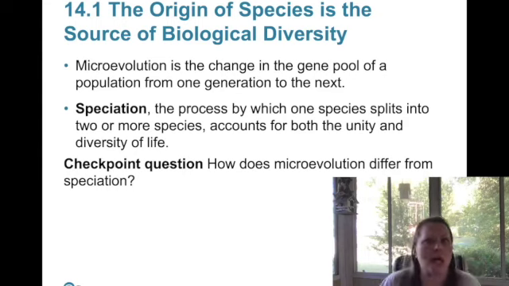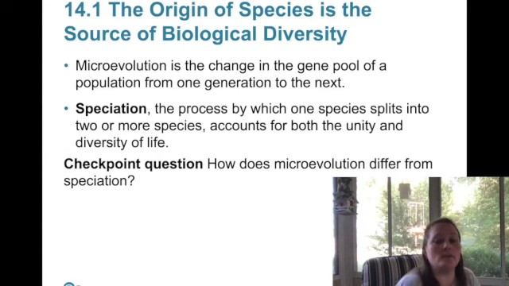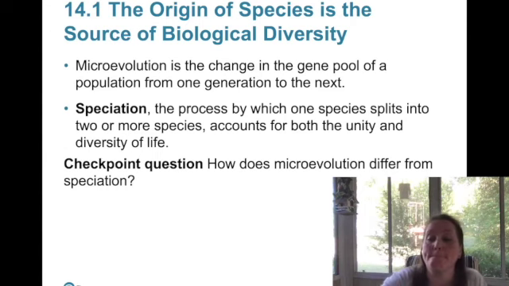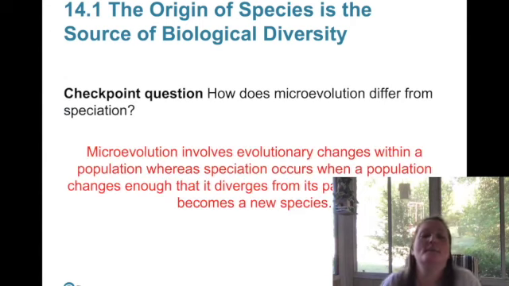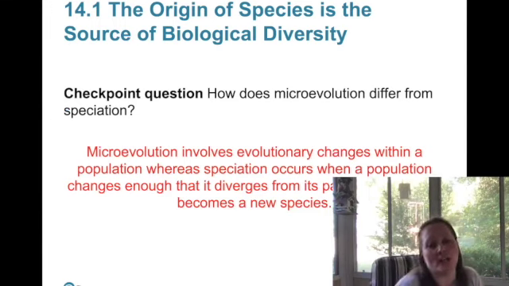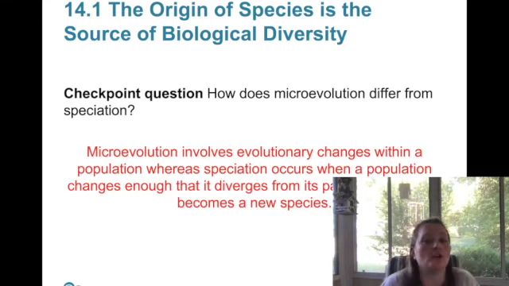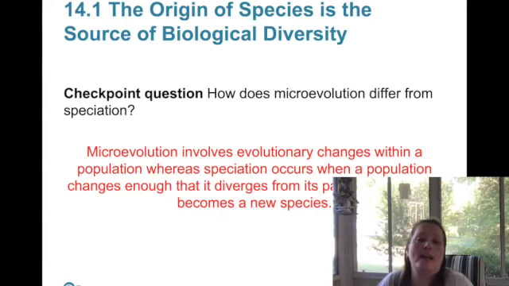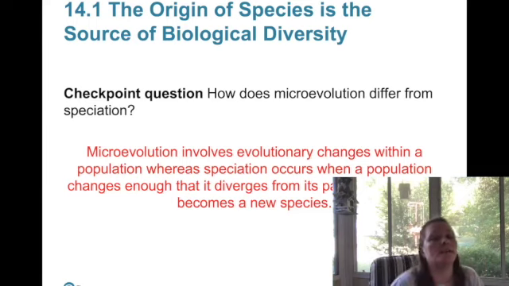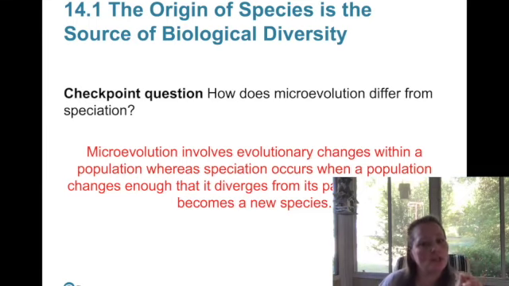Checkpoint question. There's a lot of checkpoint questions in this one. So, how does microevolution differ from speciation? Microevolution involves the evolutionary changes within the population. But speciation occurs when a population changes enough that it diverges, it splits away from the parent species and becomes a new one. So one is teeny tiny little bitty changes in the gene pool basically, and the other one, the whole population just changes enough that it becomes its own thing.